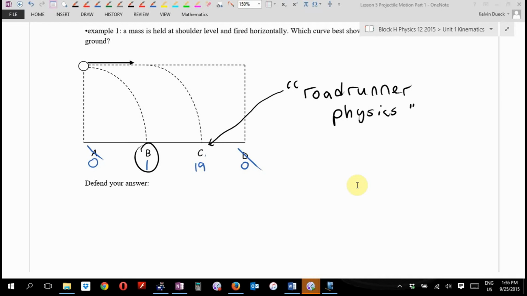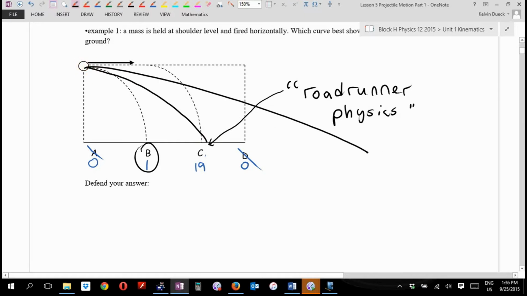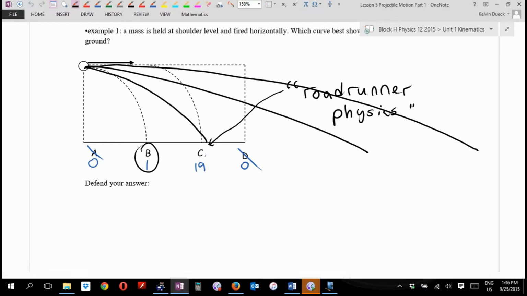Now, what if we fired it faster with a bigger initial velocity? The arc might look like that. Or it might look like that. And because you've watched bullets and bullets go so fast, you might think it's straight, but it's just because it's going sideways so fast. This is where we're going to start to say it's got such a big horizontal velocity. Here are the vectors, but I'm telling you the vertical is still accelerating at negative 9.8 meters per second squared.